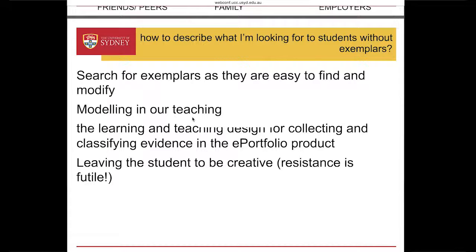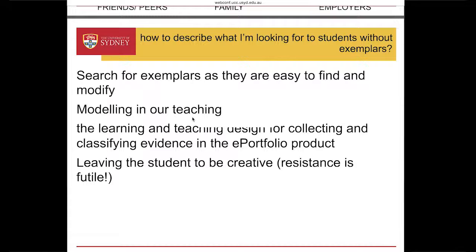I think leaving the student to be really creative is important. We talked about that, and Shane has talked about templates. We quite often use templates, and they're really good, particularly in the beginning, to help students structure their work.